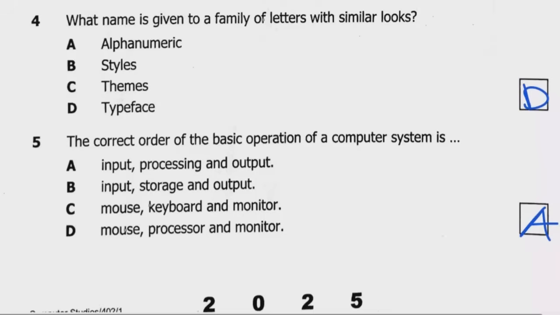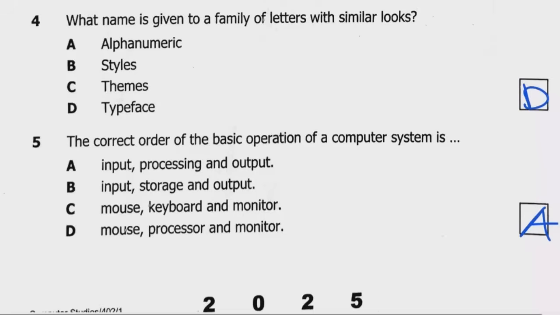Now let's look at B. Why is B not correct? Well, storage is important, but it is not part of the basic operation of a computer. So storage is the one making B wrong. Storage is just used to save information, so a computer can still do those basic processes without storage.